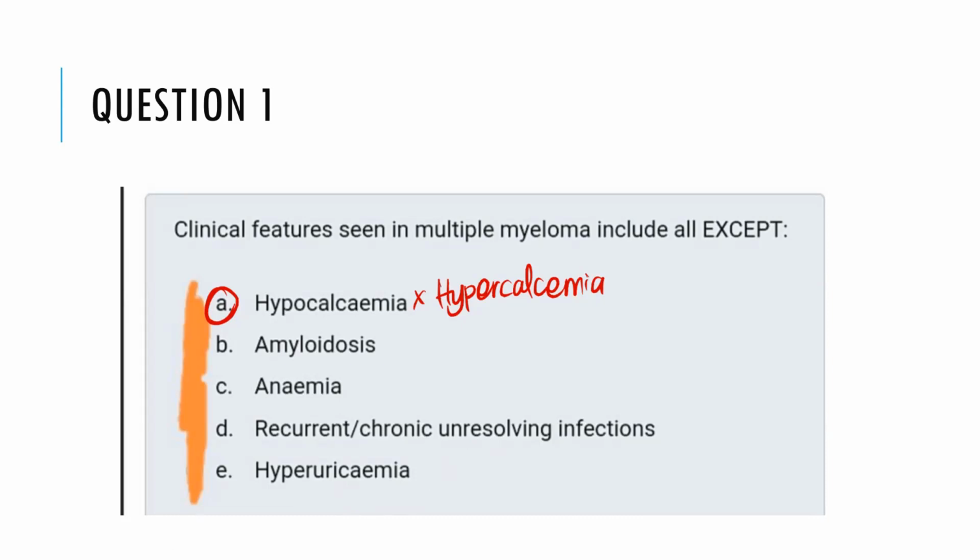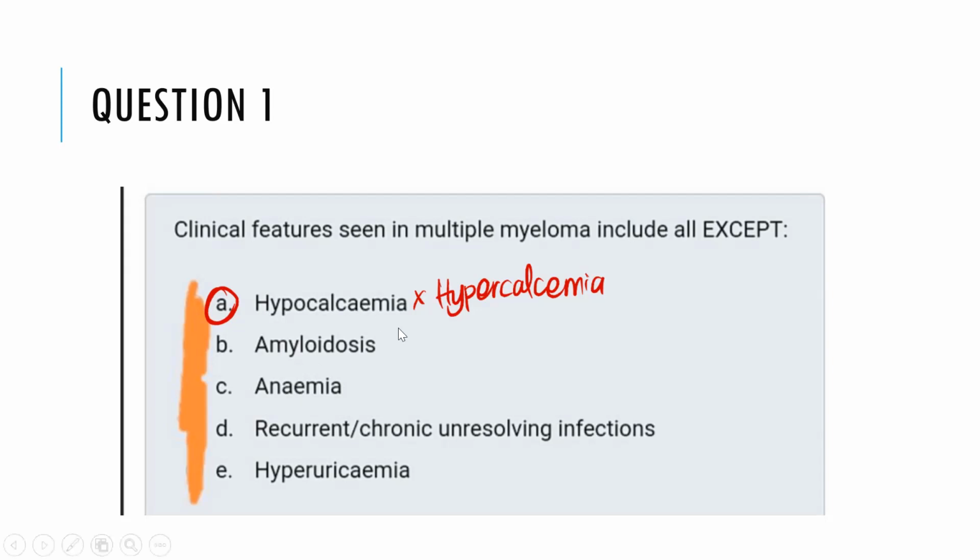And then as for hyperuricemia, when the cells are infiltrating the bone marrow, malignant cells tend to proliferate fast, and they also die fast as well. So when they die and they're being, what's the right word? Sorry. When the cell turnover is high, then it means that the breakdown is also high, and it leads to high uric acid levels, causing hyperuricemia.